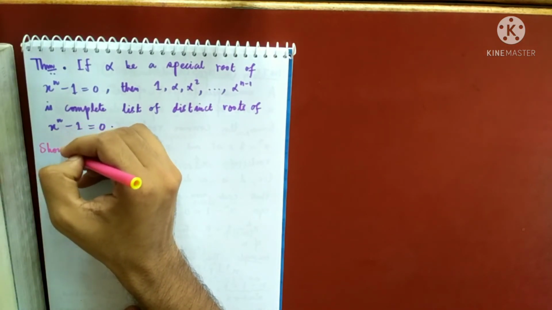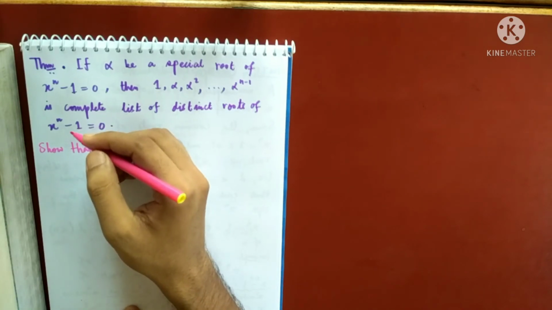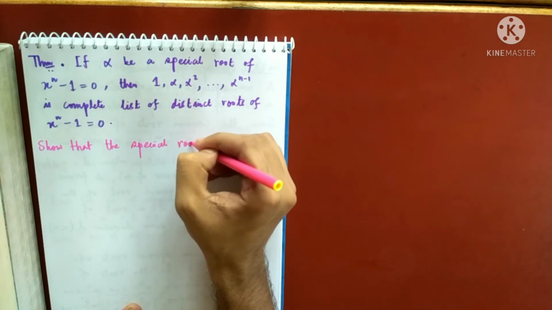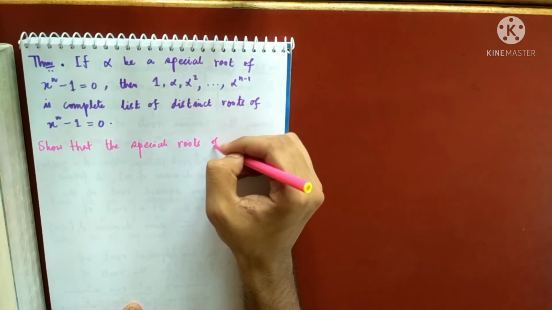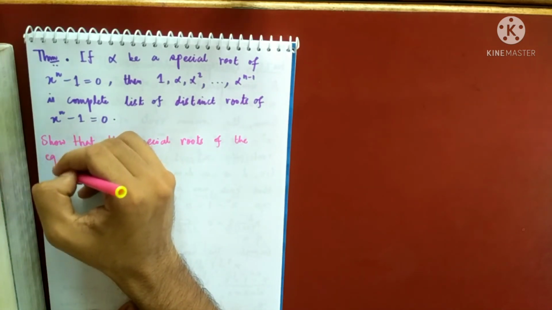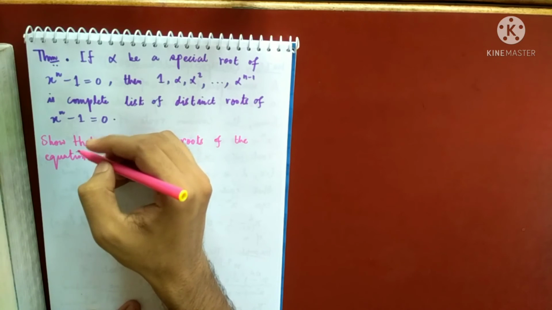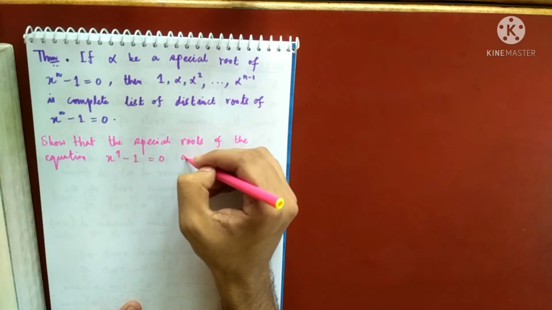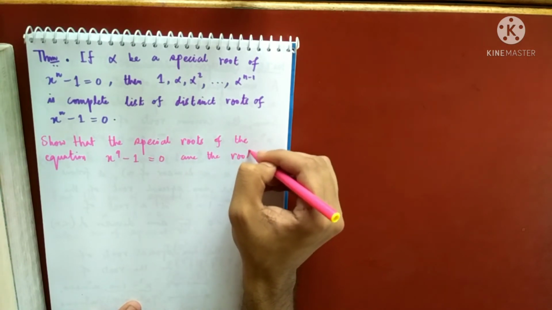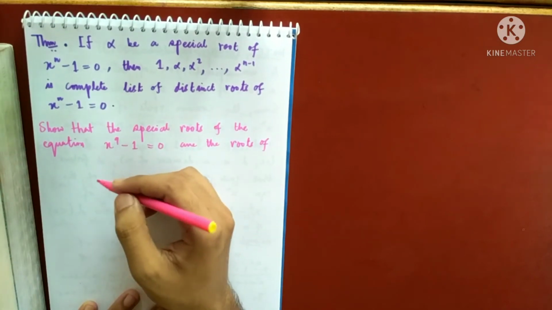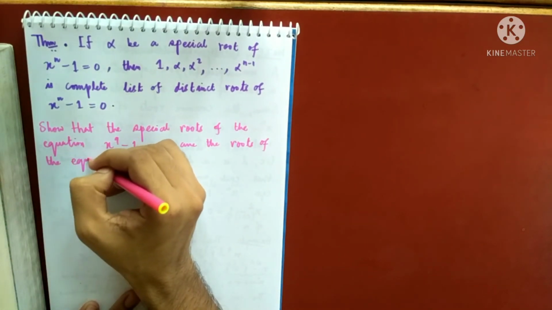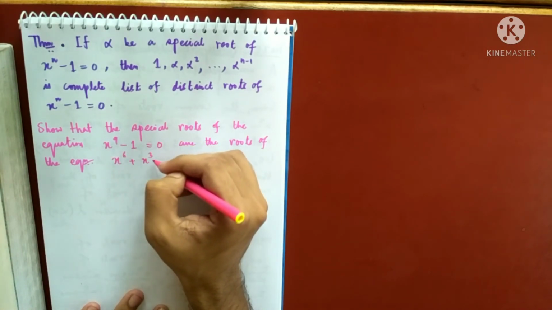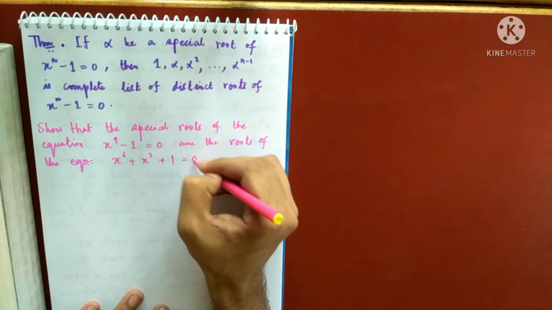Show that the special roots of the equation x to the power 9 minus 1 equals 0 are the roots of the equation x to the power 6 plus x to the power 3 plus 1 equals 0.